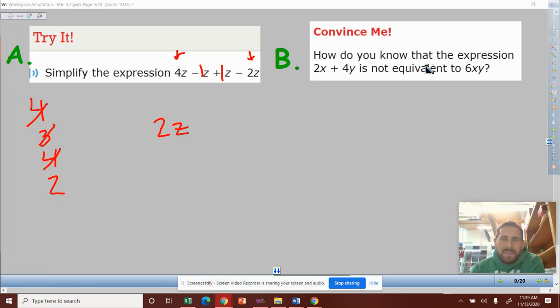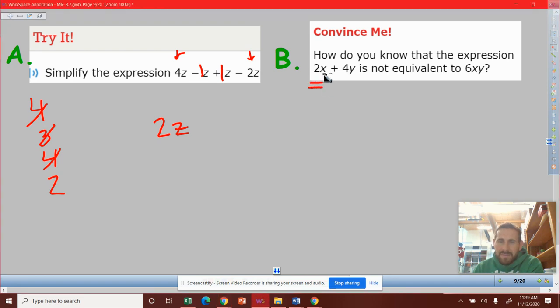How do you know that the expression 2x plus 4y is not equivalent to 6xy? So what they're saying is, again, maybe a common error that we would see is you've got 2 x's and you got 4 y's, so I got to mark that differently. But some students would just take the 2 and the 4, add them together and get 6, and then they'll just take the x and the y and smush it together. This is not correct, but how could I prove it's not correct?